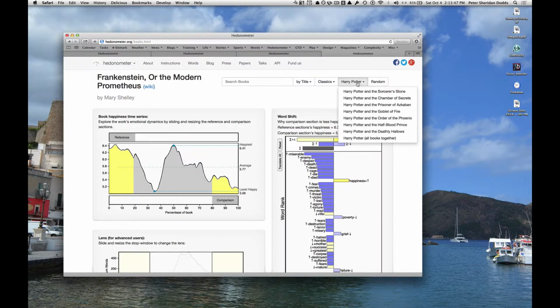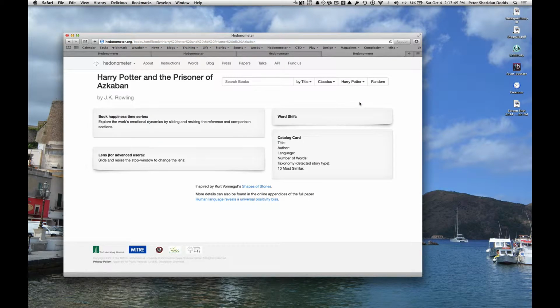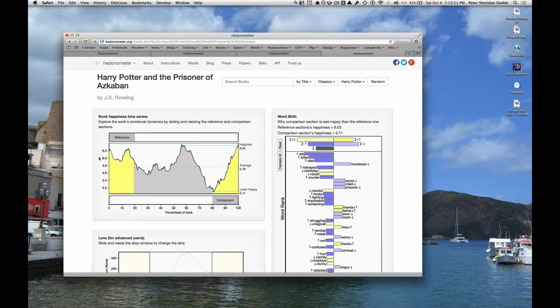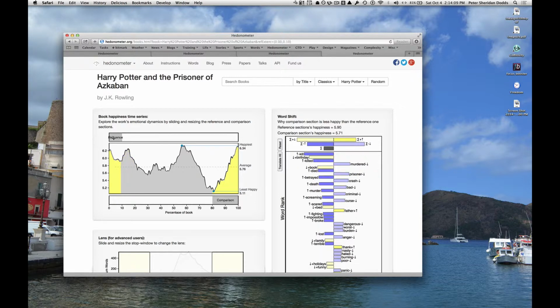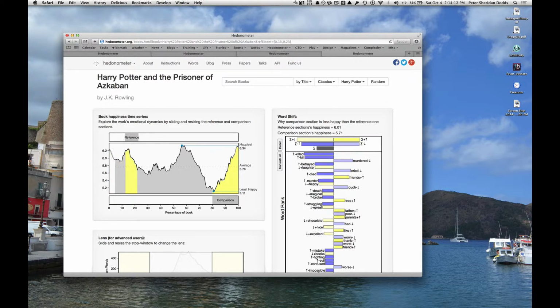Now the viewer, so let's perhaps choose Prisoner of Azkaban. What we have is a time series of the emotional content for each individual book. We're running a slider through the book and taking groups of 10,000 words and scoring them. So we see there's a peak here, that's the happiest point. There's an average for the whole book, and the least happy point is here. So that's shown for each book.